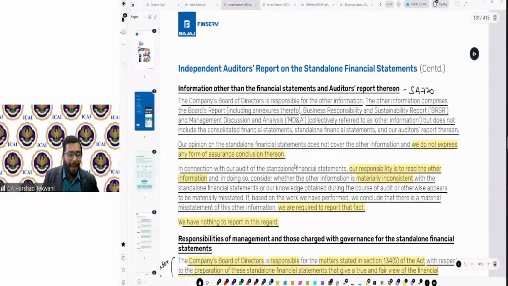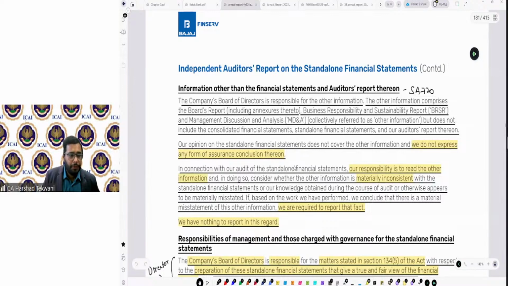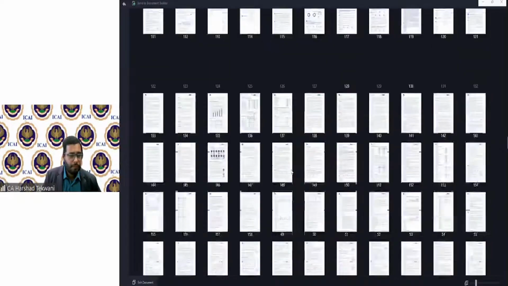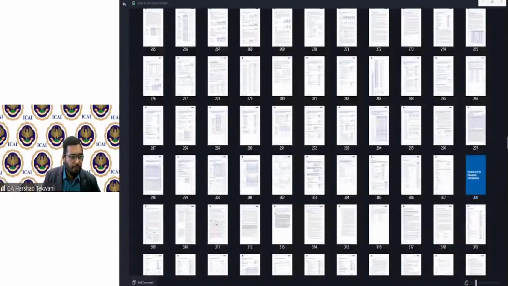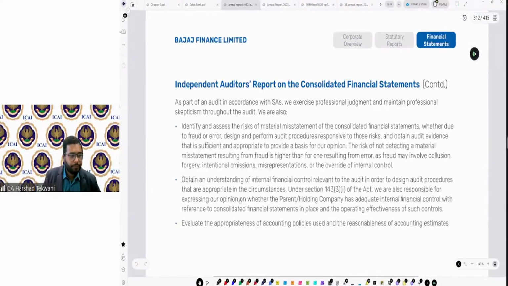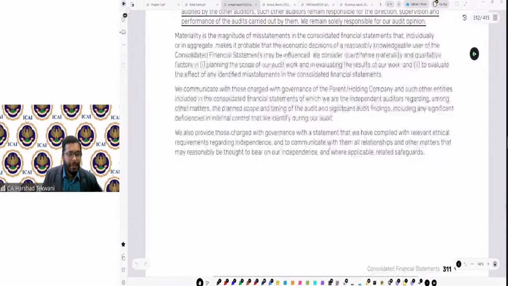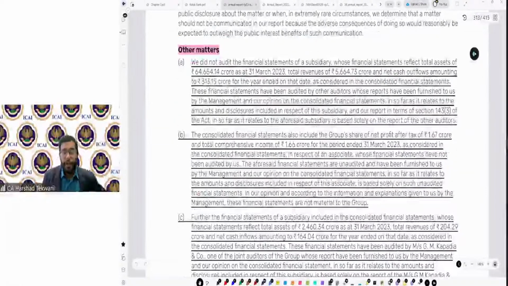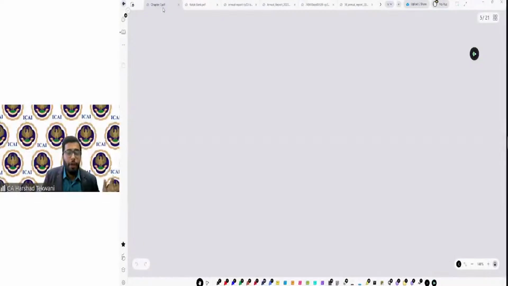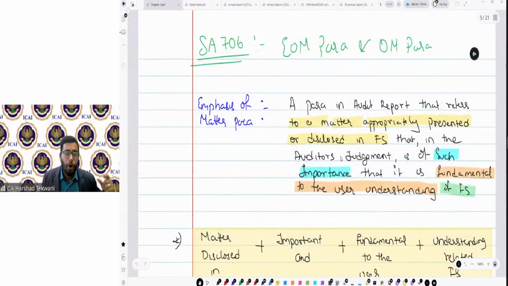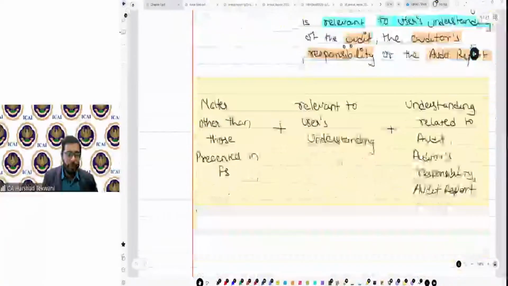So I'll just show you that back, the audit report that we discussed. This is the other matter paragraph in case of consolidation. This is SA 706 plus SA 600. Okay. Then we discussed in which case, which paragraph will be there. When to use the OM paragraph, when to use the EOM paragraph. Okay. We saw some examples of the EOM paragraph also, and what is reported in the EOM paragraph in detail.